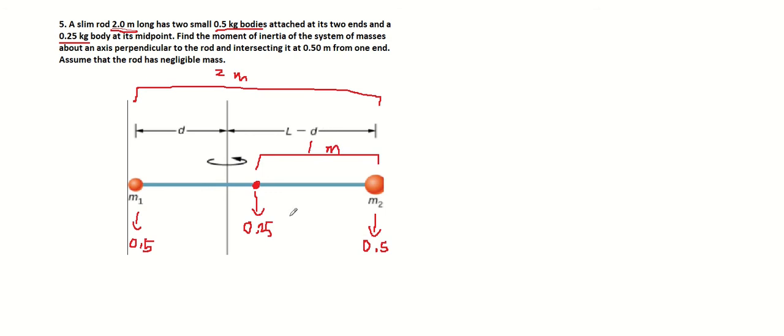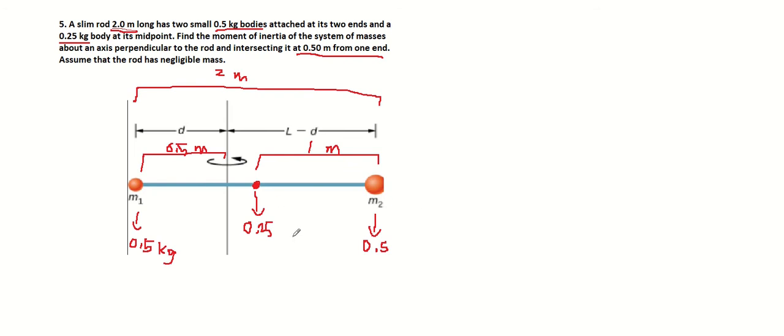Tapos, ang sinasabi dyan, yung axis perpendicular to the rod and intersecting at 0.5 meters from one end. So, ibig sabihin, yung axis of rotation natin is nandito, wala dun sa gitna. 0.5 meters from one end. So, kung 0.5 meters from one end, so yung distance dito is 0.5 meters. So, makikita nyo yung distance. Mag-take note kayo dun sa mga distances kasi ito yung gagamitin natin sa pag-solve ng inertia dito.